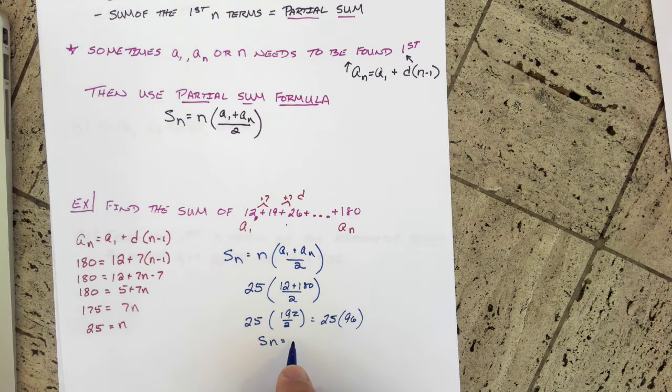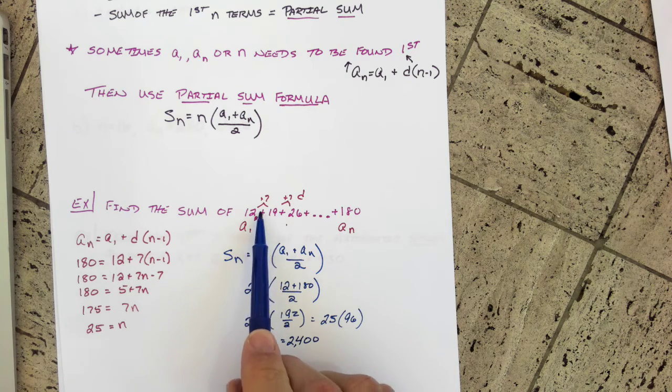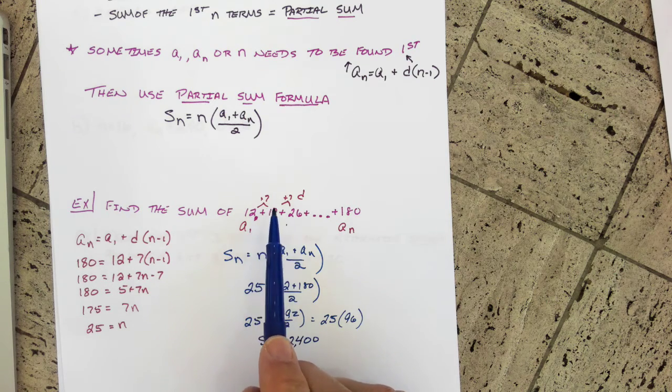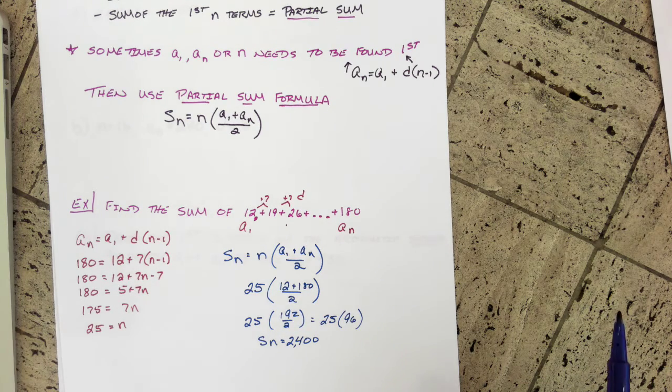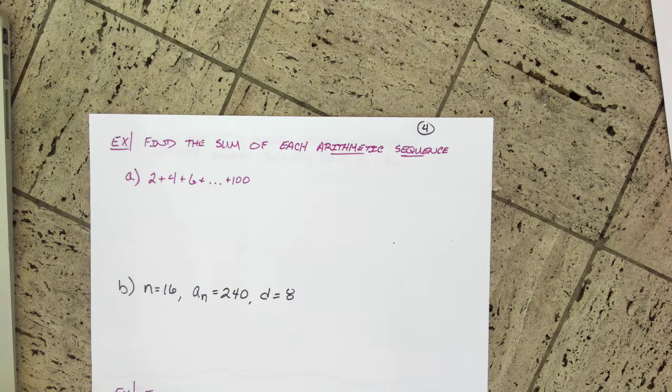2,400. Again, what is that? Taking all these numbers, add 7 each time, add it. So 12, 19, 26, and so on, all the way up to 180. Got them. Sum's going to be 2,400. Again, finding the sum of a series. All right, a little more practice.